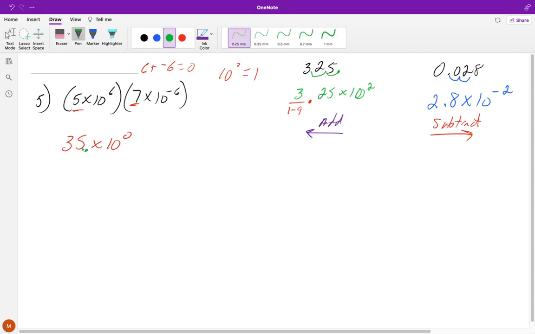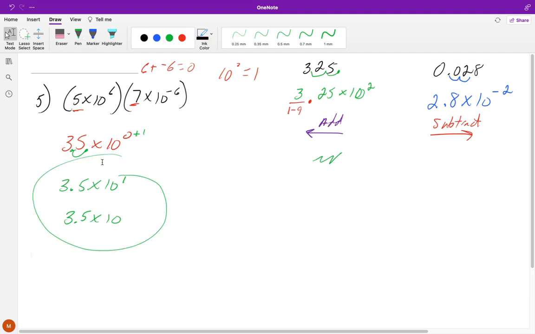Then we look and say, okay, here's our decimal. We need to move it one to the left. So it becomes 3.5 times 10. Well, when we move to the left, we add. So 0 plus 1 is 1. So you could write it as 3.5 times 10 to the first power, or 3.5 times 10. Either one of those will be acceptable.